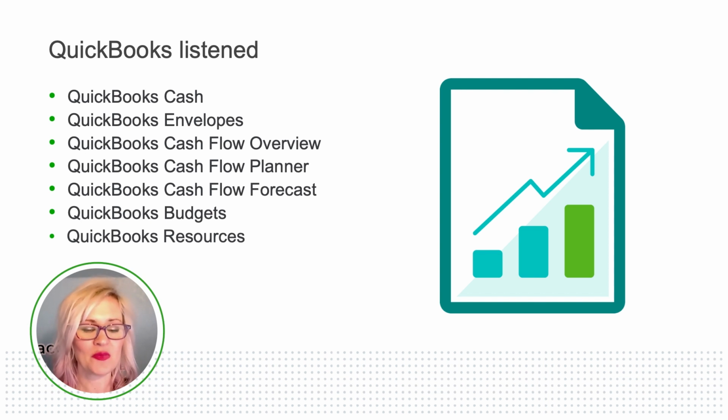So we're going to look at QuickBooks Cash. We're going to look at QuickBooks Envelopes. And then we're also going to look at the QuickBooks Cash Overview section. And then also the planner, a forecaster, and budgets, and then additional resources that are available to us.